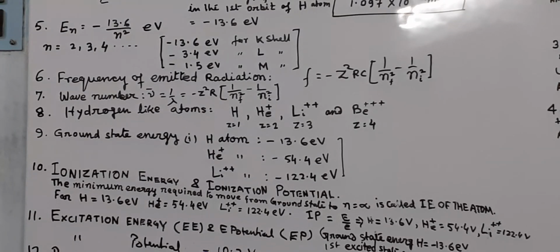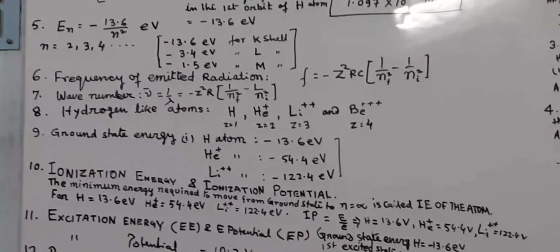Number 6, frequency of emitted radiation, that is f equal to z square R c within bracket 1 by n f square minus 1 by n i square. From here we can find out frequency. Now, wave number, that is 1 by lambda, will give us z square R within bracket 1 by n f square minus 1 by n i square.